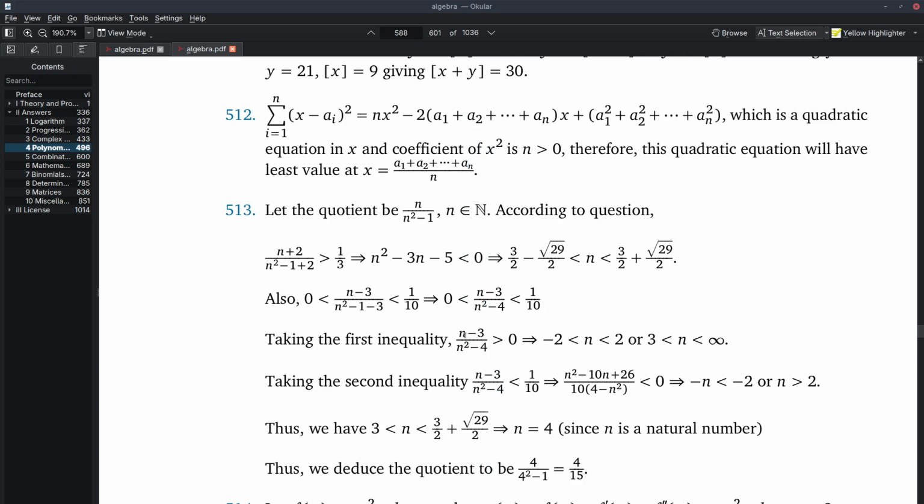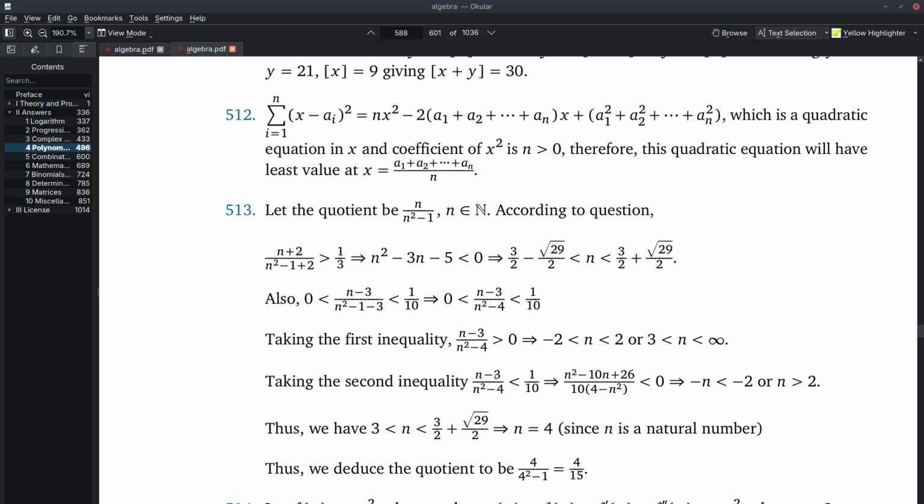So the top, or rather the numerator, will become negative, and the denominator will be negative between the range minus 2 and 2. So negative divided by negative will become positive. So that is minus 2 less than n less than 2. And when you assume that n is greater than 3, it will always be positive. So n will also lie between 3 and infinity.